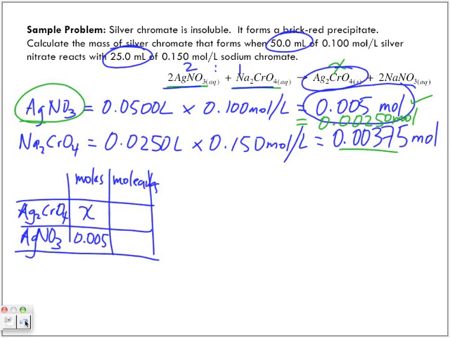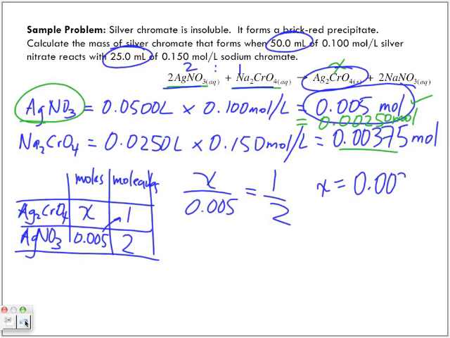What are the units that we're using here? The ratio. What was the ratio here? So we've got silver chromate, which is 1. The silver nitrate, 2. So we're going to bring the 0.005, multiply it by 1, divide it by 2. We've got x over 0.005 equals 1 over 2. So x is 0.00250 moles.